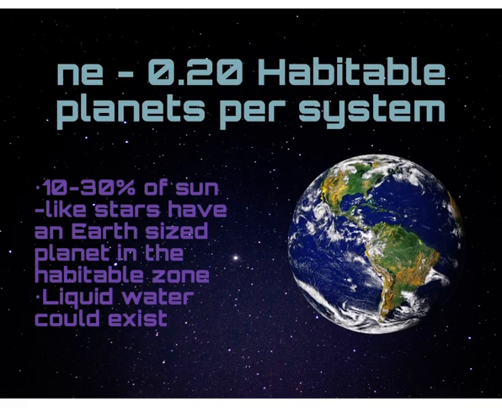N_e represents the number of potentially habitable planets per star system. Studies suggest that about 10 to 30% of Sun-like stars have an Earth-sized planet in the habitable zone, where liquid water could exist. Liquid water is important because all life we know depends on it. I chose 0.2, right in the middle of that range, keeping the estimate realistic without being overly optimistic.